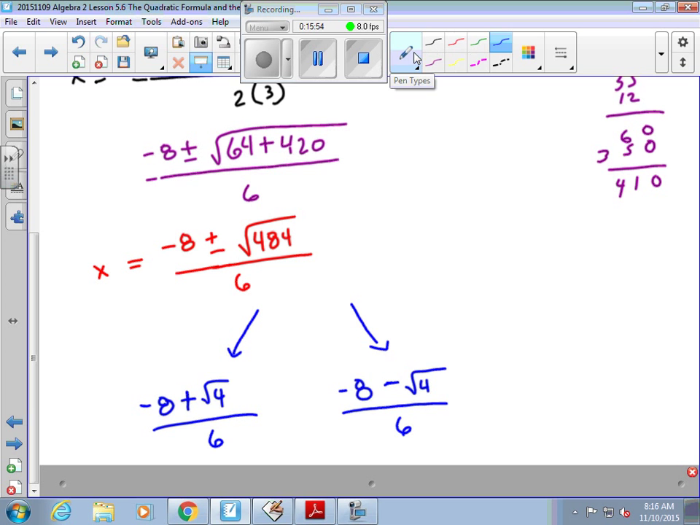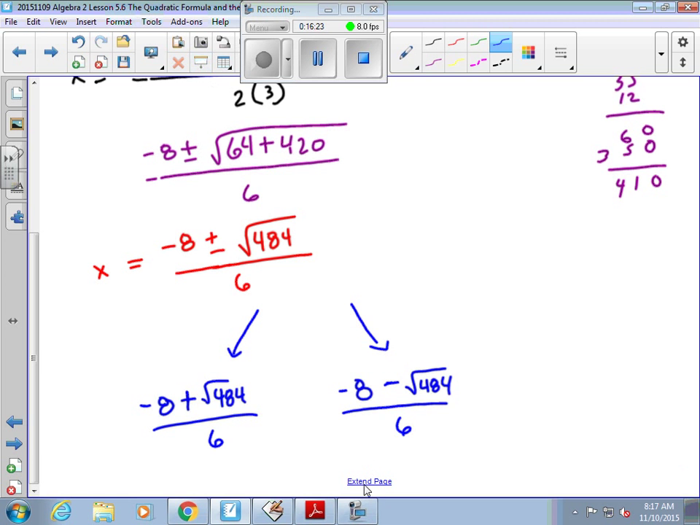So negative 8 plus the square root of 484, and negative 8 minus the square root of 484. And when you take those values, okay, the square root of 484, most of us, myself included, that's why I didn't say this a second ago, don't know that that's 22 times 22. Most of us don't go that far with our perfect radicals. But it is the number 22.